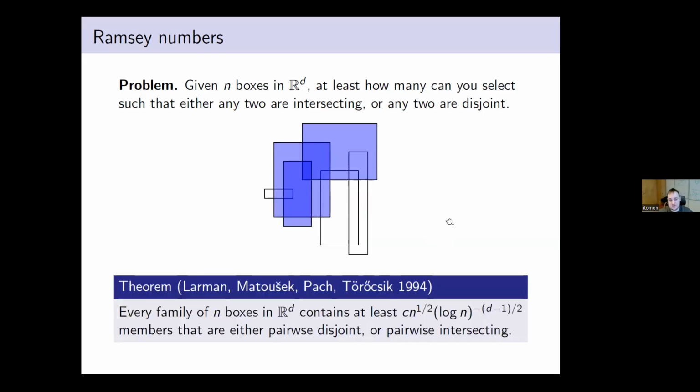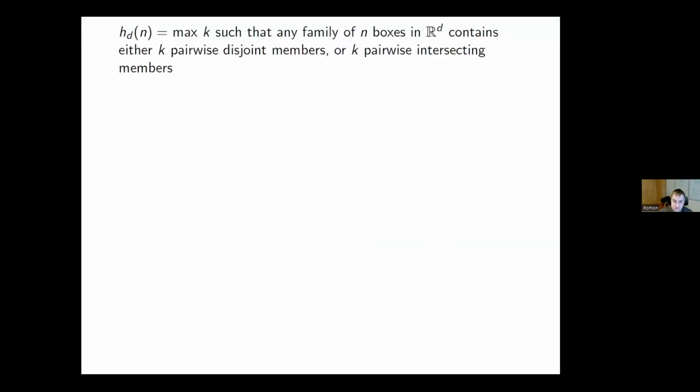Now, this problem was first studied by Larman, Matoušek, Pach, and Törőcsik. They proved that every family of n boxes in R^d contains a subfamily of almost square root n size that is either pairwise disjoint or pairwise intersecting. But again, they have this extra (log n)^(-(d-1)/2) factor, which comes from a divide and conquer argument. So let me introduce this function, H_d(n). This is the maximum k such that any family of n boxes contains either k pairwise disjoint or k pairwise intersecting members.